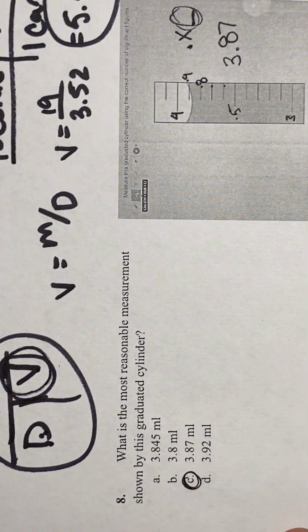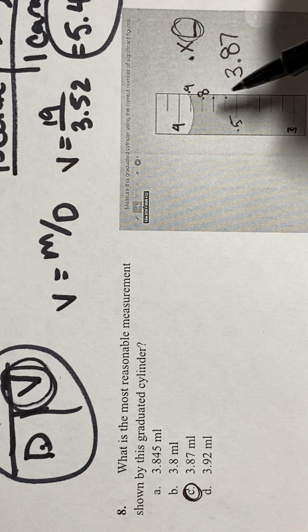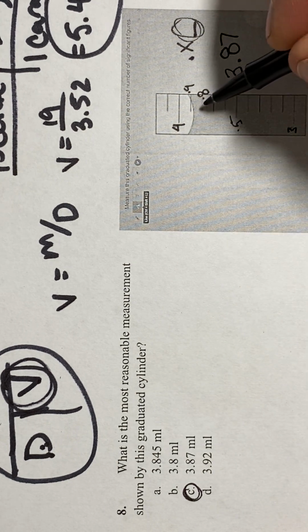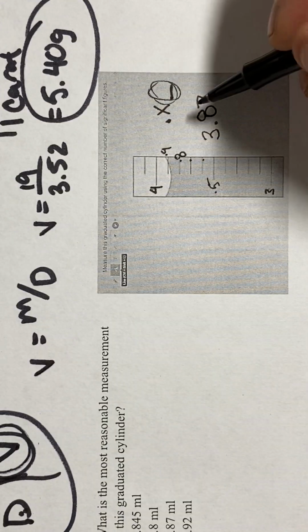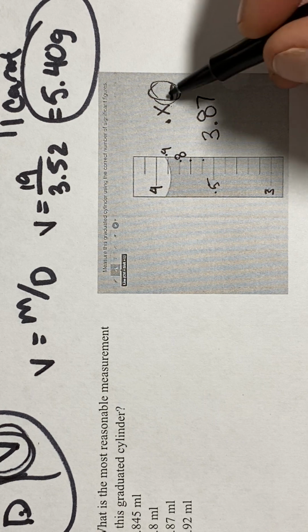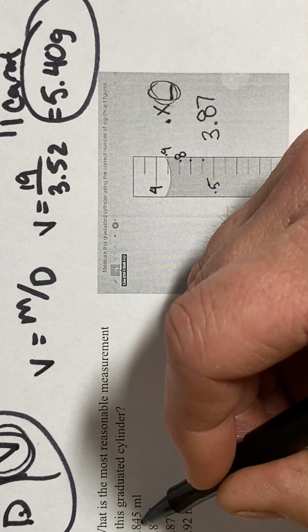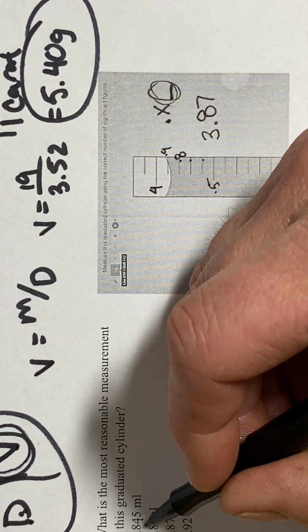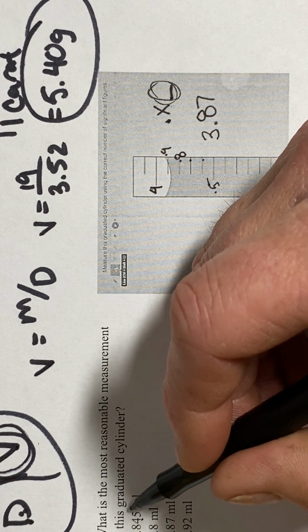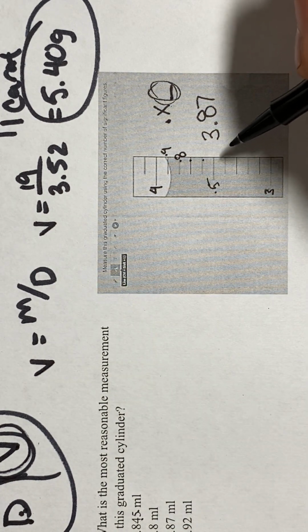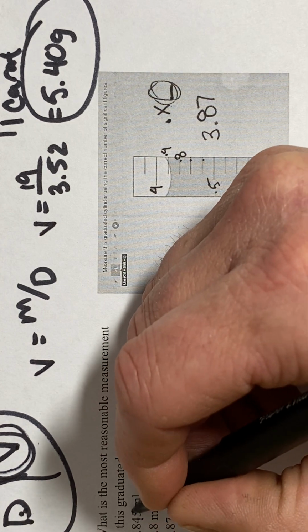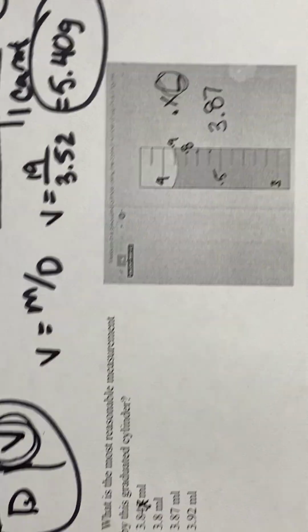So this first one here, 3.845, we can't really take this measurement any farther than just the hundredths place. That's the whole deal behind the measuring tool. We could say 3.84, but we can't say 3.845. That's too precise based on the tool that we have to work with. So we can't have that thousandths place there.